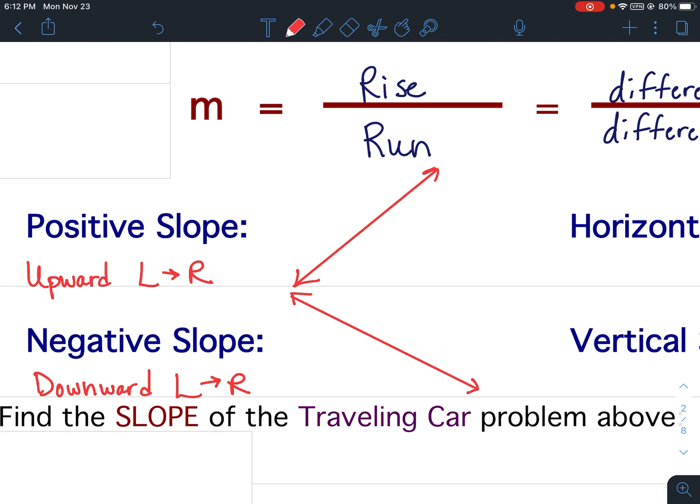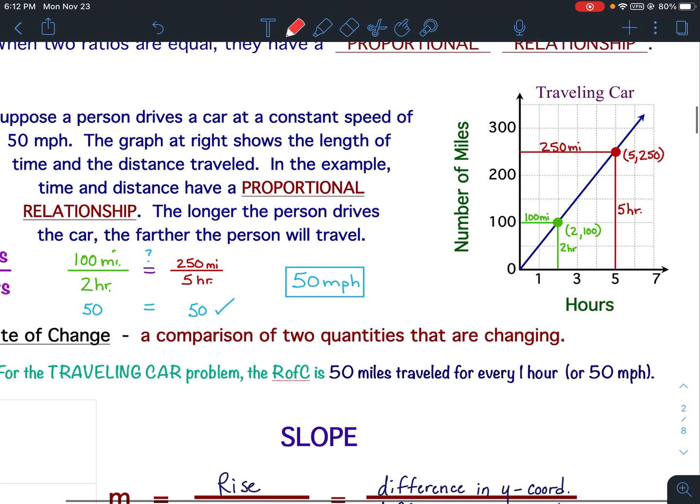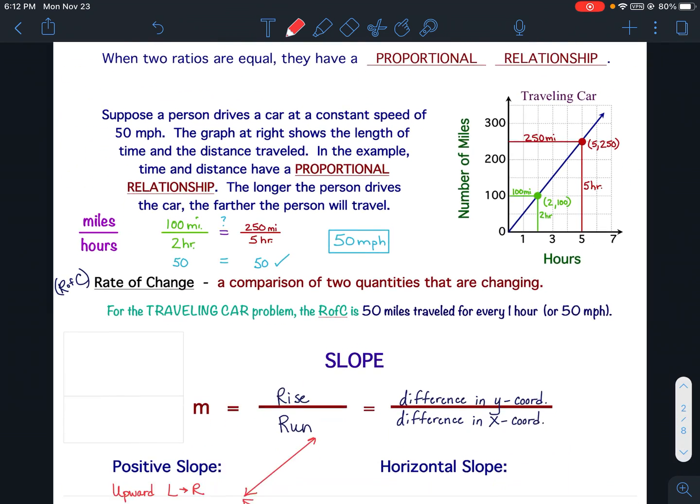Negative slopes move downward. So if I go up to my traveling car problem, going from left to right, it is moving upward. And because it's moving upward, that means it is a positive slope.